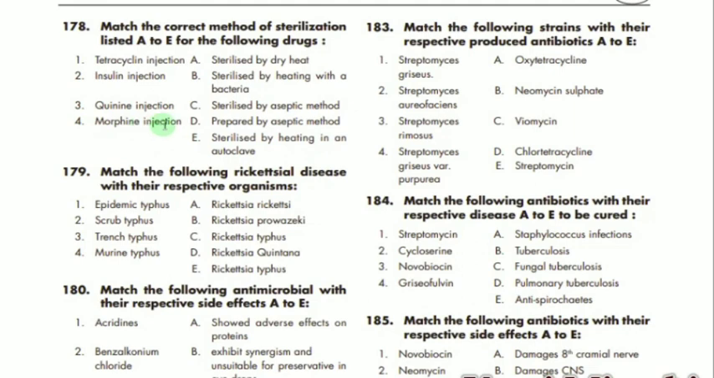Then we have morphine injection. Morphine injection is usually sterilized by the aseptic method. So for 4, C is the correct option. Sorry, for 4, B is the correct option, sterilized by heating with bactericide. Okay. Now let's see the 179 MCQ, which says match the following rickettsial diseases with their respective organisms. These are the rickettsial diseases, as you can see, and these are the rickettsia species. We have to match them correctly.